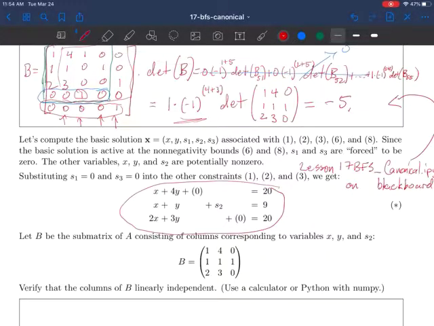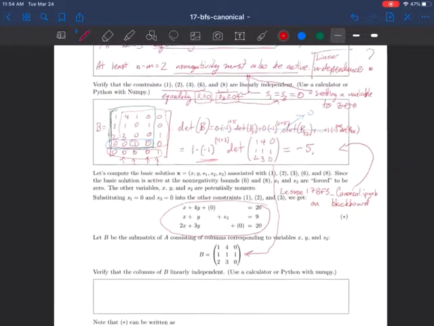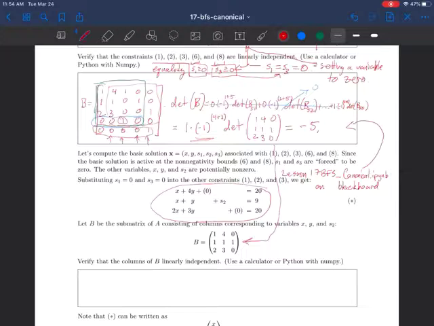And what we're really interested in is, does this system have a unique solution? And you can see that that is really the quicker way of figuring out what determinant to use: we just have to use the columns of A for variables not held at 0.